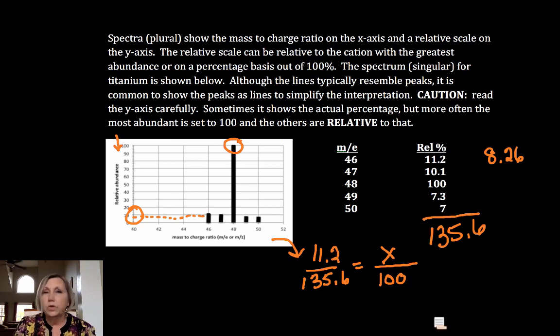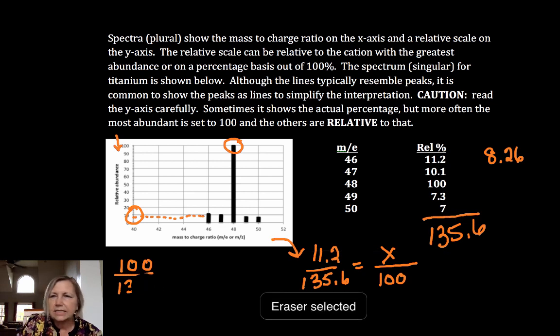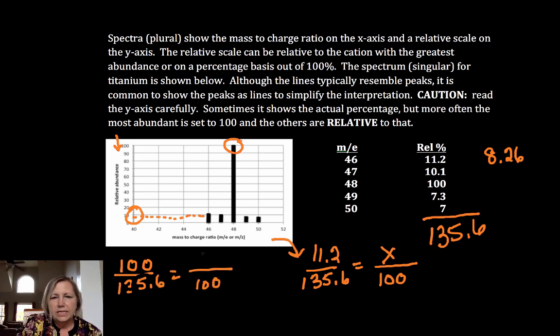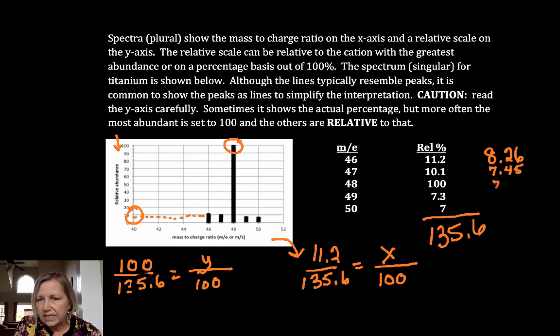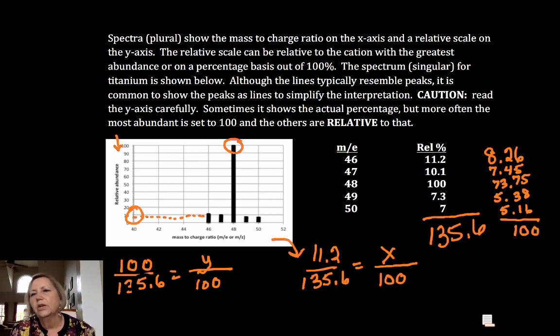If the charge is +1, we're effectively looking at the mass from that x-axis. I would do the same for the next one. Let me do the second one down. I would have 100 over 135.6, but I want the total scale to be out of 100, so I would have to solve for that. As you go down the list, I have 82.6, then 7.45, 73.75, then 5.38, and then 5.16. You add those up, and within rounding differences, we should get 100.